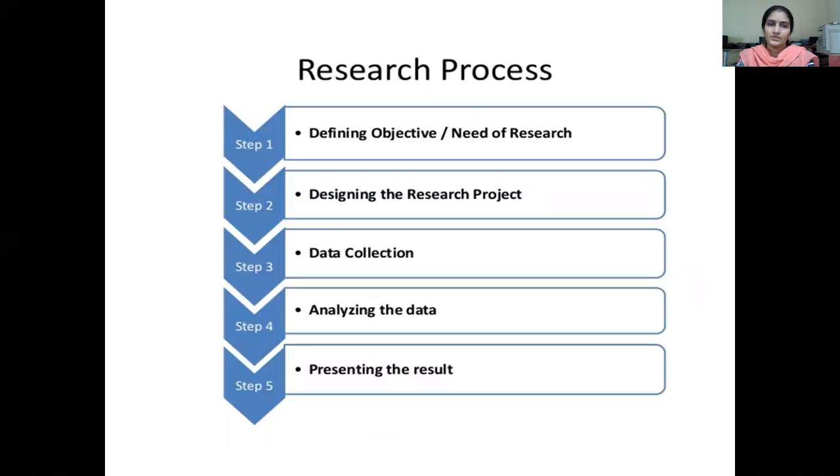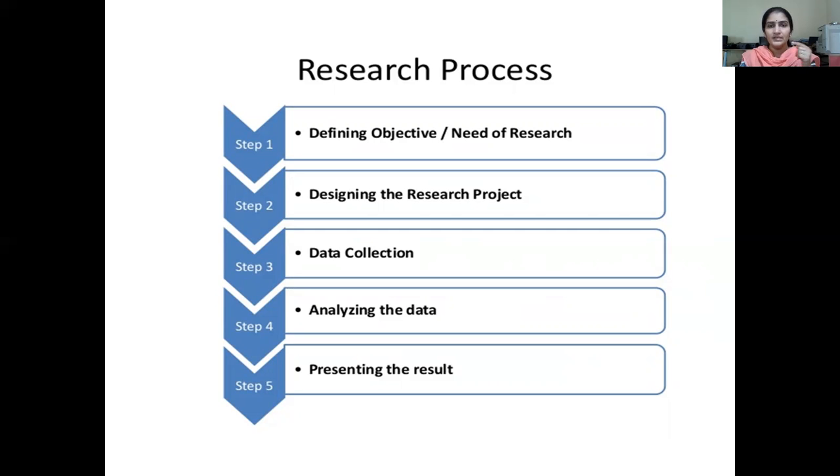Now, that was just a brief research process. Now let us see what are the steps in this research process. First step comes with defining objective, or it can also be called the need of research. We are going to first understand why I am conducting research, or why I should conduct research. What is the purpose of conducting this research? What is the need of conducting this research? We are going to understand and frame it in step number 1.